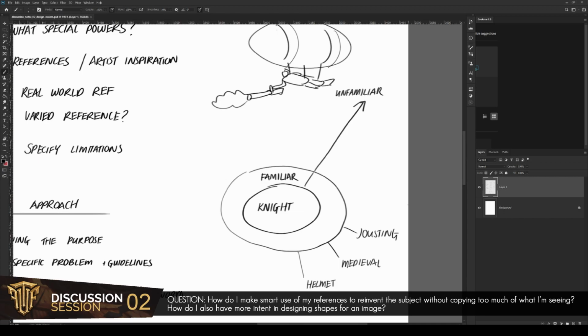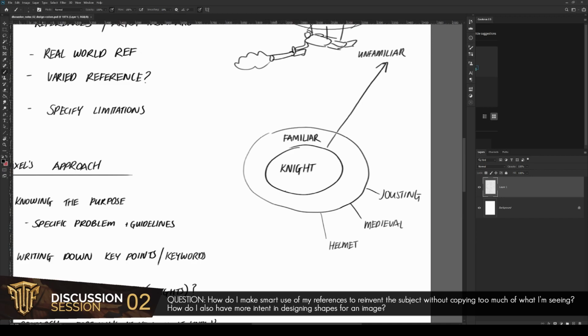But from this diagram that I'm drawing, it's within this sphere of familiarity that a lot of people come to expect from knights. And you can say it's still within the sphere of generic.